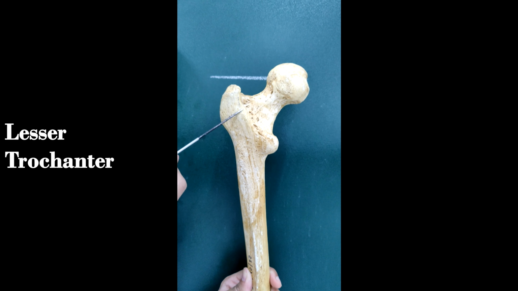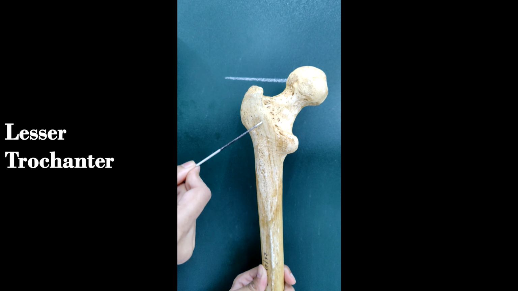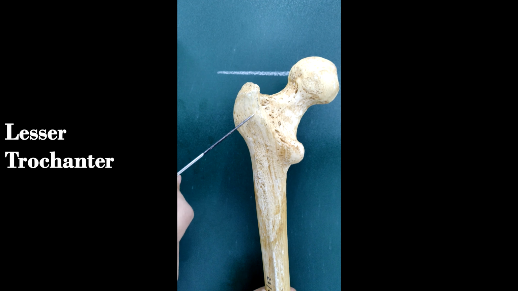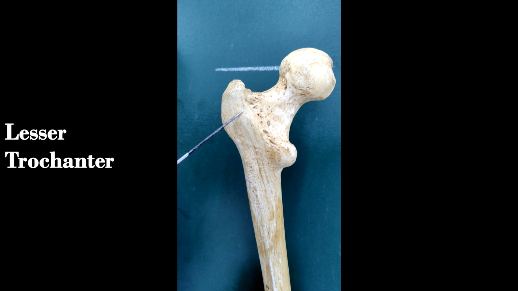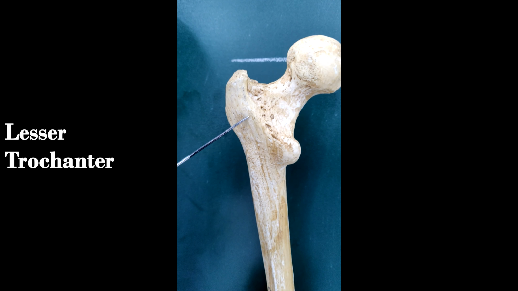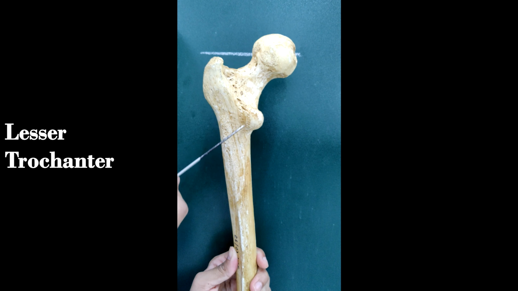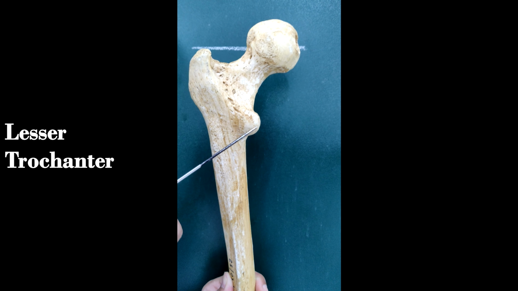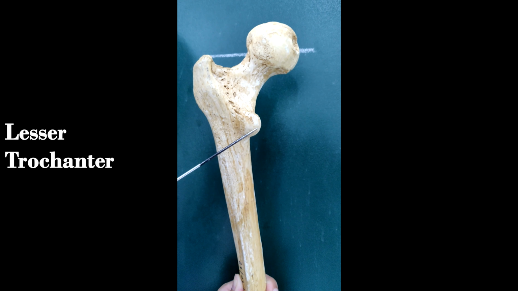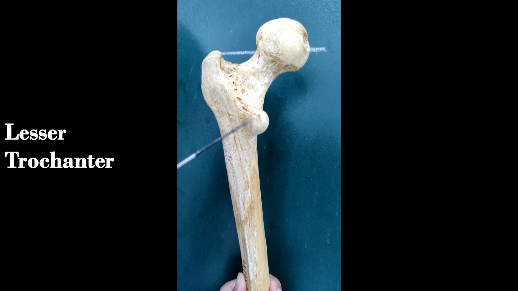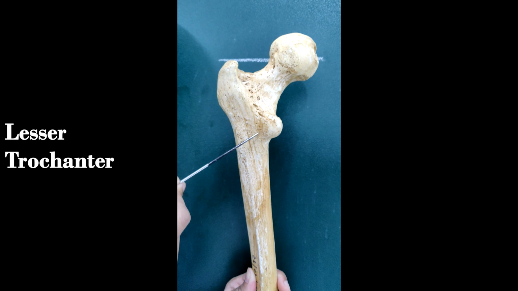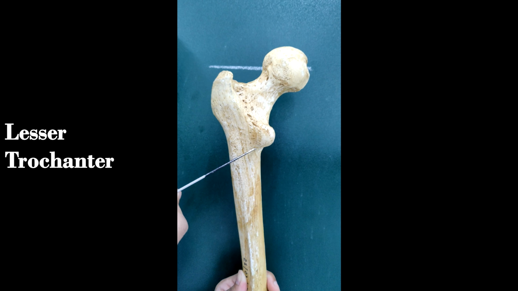Here we can appreciate a tubercle known as the quadrate tubercle, which gives attachment to quadratus femoris. In the lesser trochanter, near the tip, it gives attachment to psoas major, and to the base, iliacus muscle.